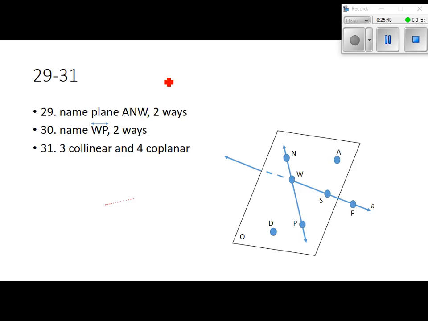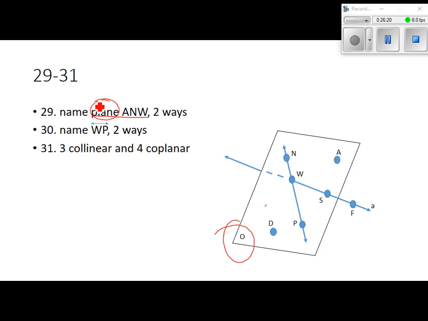For 29 through 31, they give you this picture right here, and they want you to do these things on it. Name plane A and W 2 ways. There are different ways to name a plane. If they give you a letter in the corner of a plane all by itself, hint, hint, then you can use just that letter to name the plane. But you have to use the word plane and then that letter.